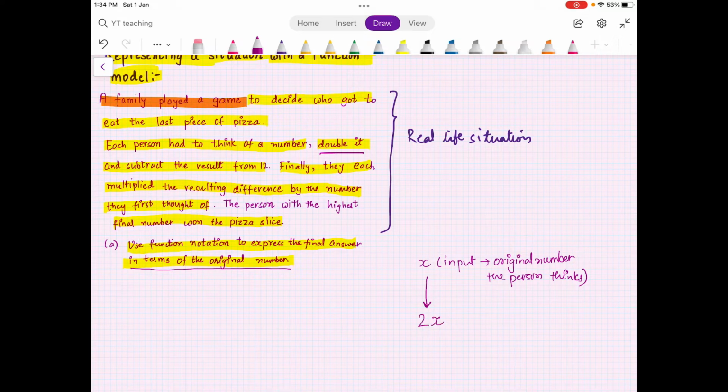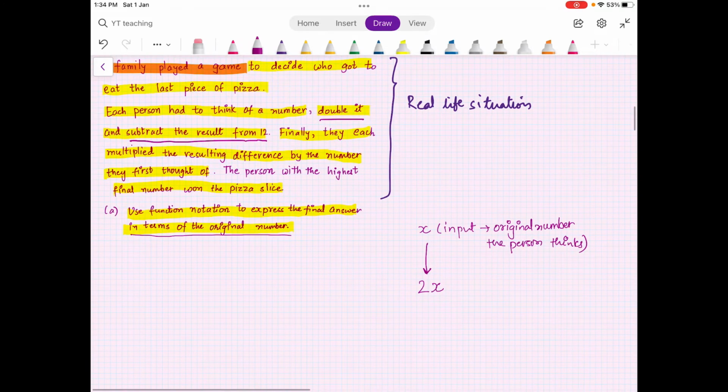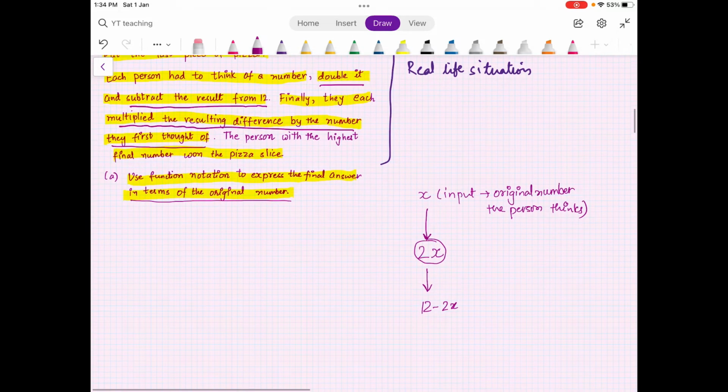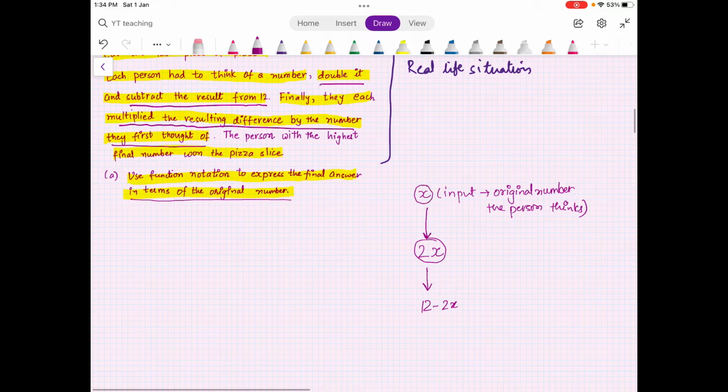And then you have to subtract the result from 12. So what you have to do? You have to do 12 minus 2x. So whatever number you have, you have to subtract it from 12. And finally, they each multiplied the resulting difference by the number they first thought of. So this is the first number the person thinks. So he or she has to multiply here x times 12 minus 2x. Okay, so this is the final output.